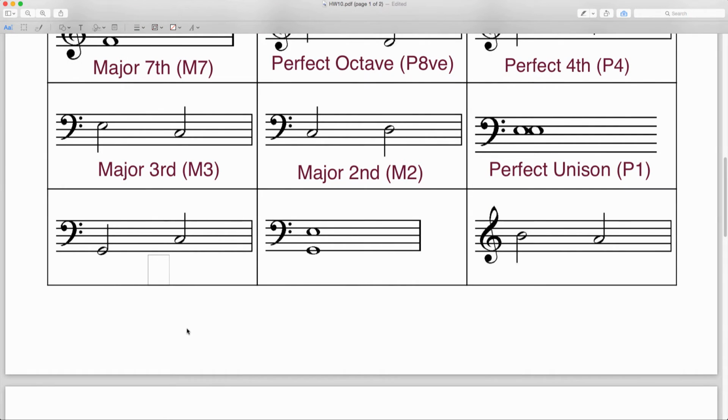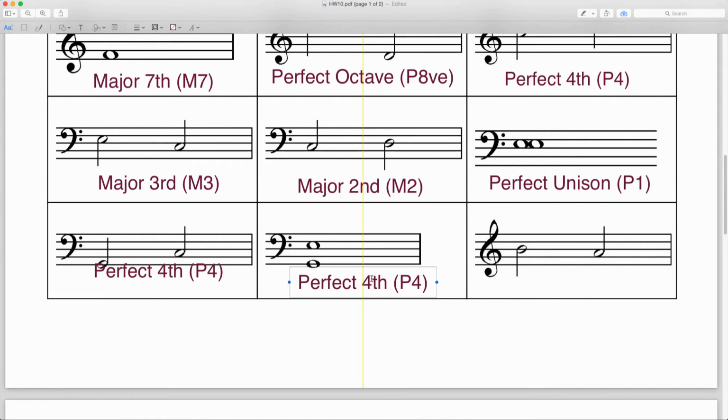Okay, last row. I have a fourth. This is a perfect fourth, because you've got a fourth here, and fourths again are perfect. Perfect is unison, fourth, fifth, and octave, and second, third, sixth, and seventh are major.